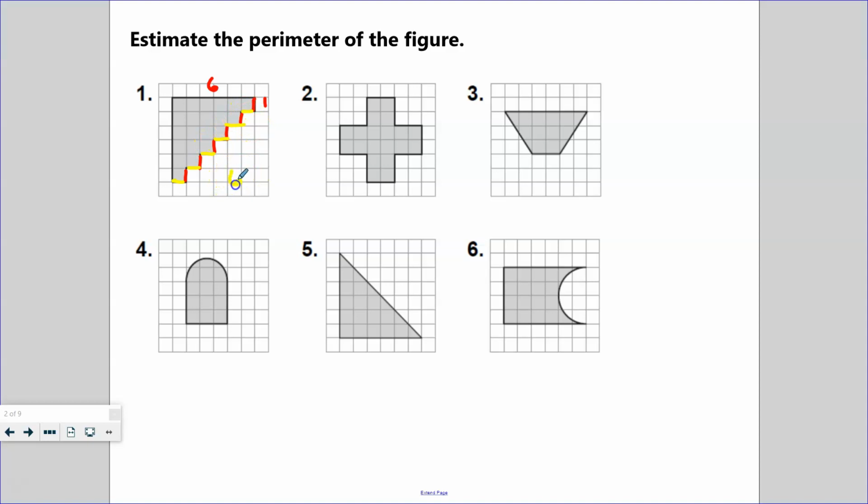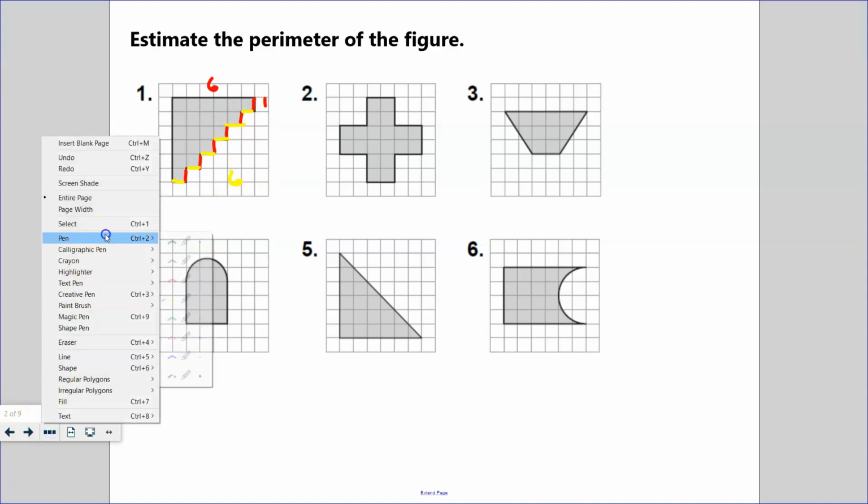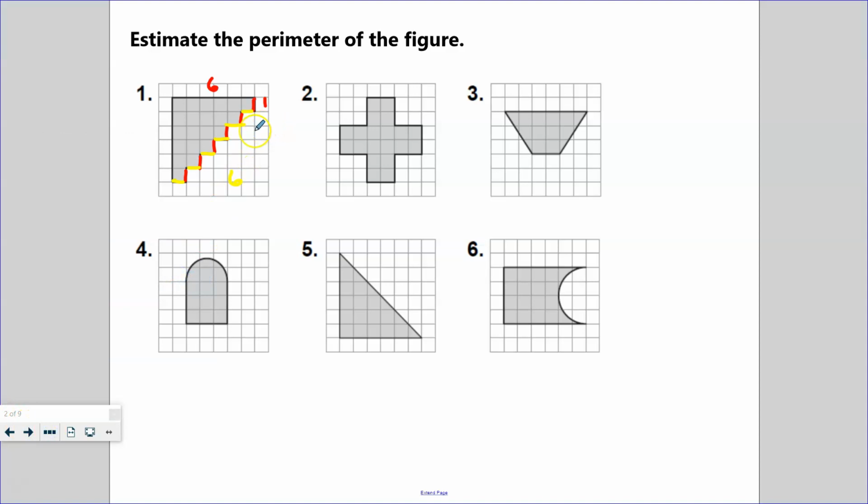So we have 6 there, and 6 red, for a total of 12, right? And then we have 1, 2, 3, 4, 5, 6 there. So 6 plus 6 plus 12, 6 times 4 equals 24. Now, I want you to look at something really fast.